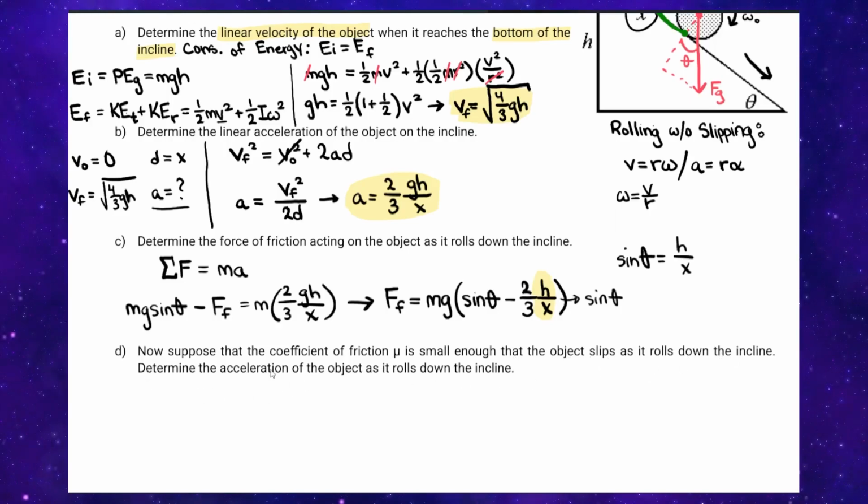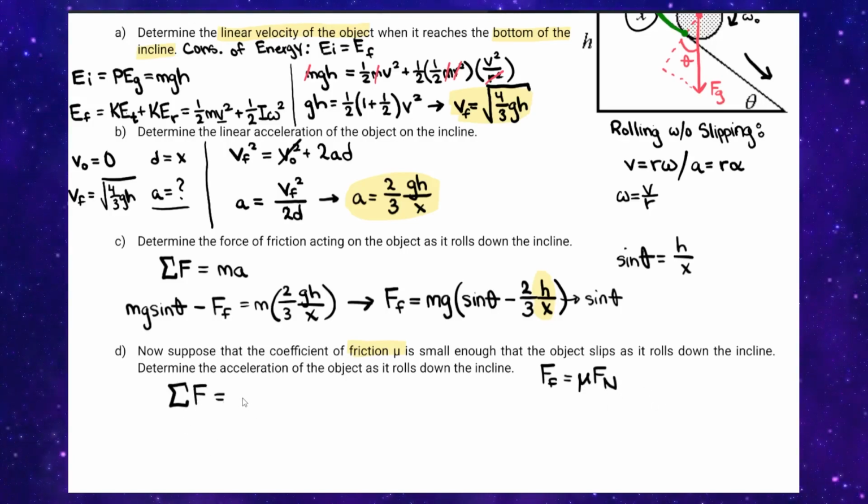If that's the case, we're now being asked to figure out the acceleration of the object as it rolls down the incline. Now, again, for this case, really the main thing that changes is that now we know a coefficient of friction that's small enough to cause it to slip. Since that's happening, all we can really use is the force due to friction formula, which is that force of friction is equal to mu Fn. Now that that's available to us, it's very clear that we should be using Newton's second law again.